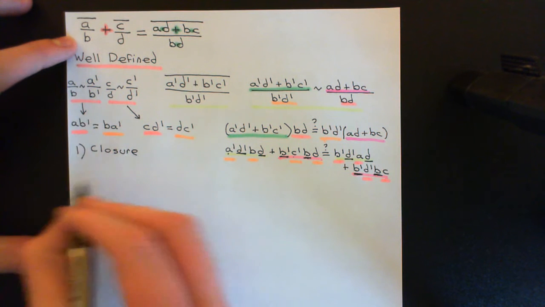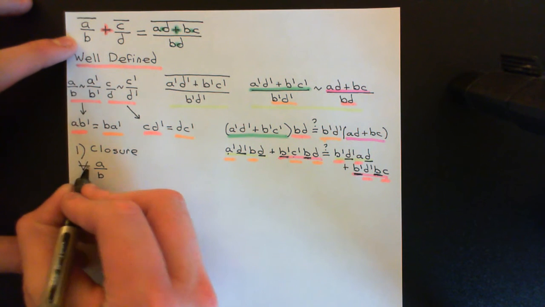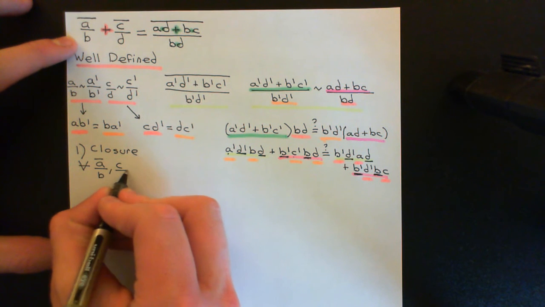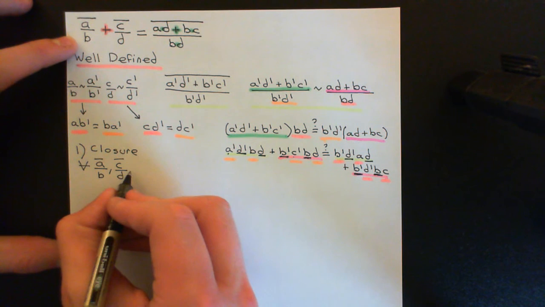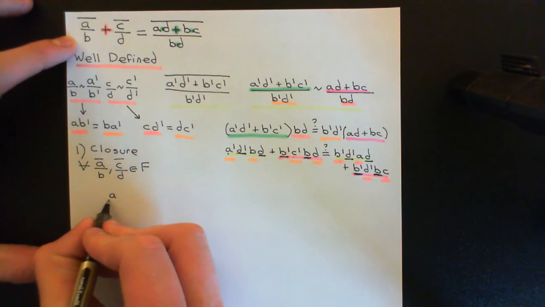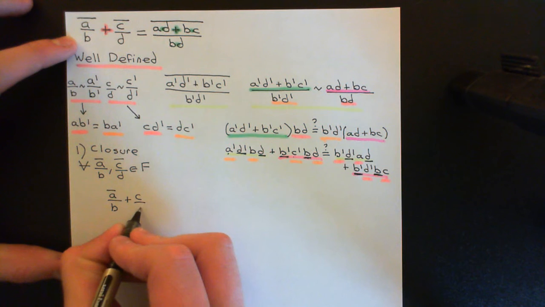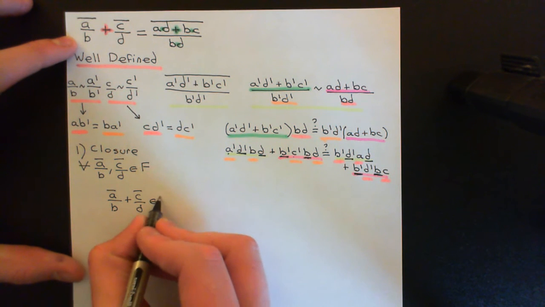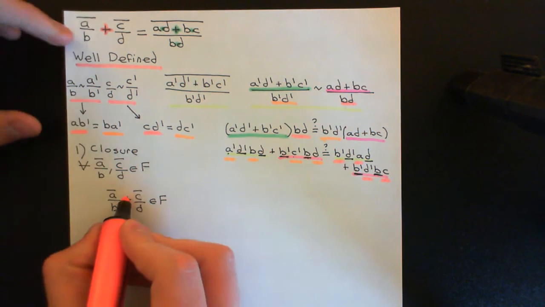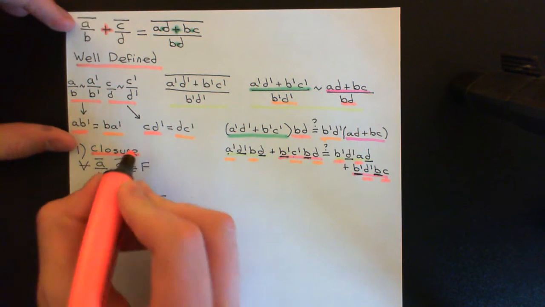Okay, so if I write this out, if I take one equivalence class, and I'll put a for all there, so for all A over B bar and all another equivalence class here, C over D bar, which is an element of my fraction field, I have to make sure that when I add them together, A over B bar plus C over D bar, I get something that is back in the fraction field, capital F here. This is addition in my fraction field according to the way that I have just defined it.